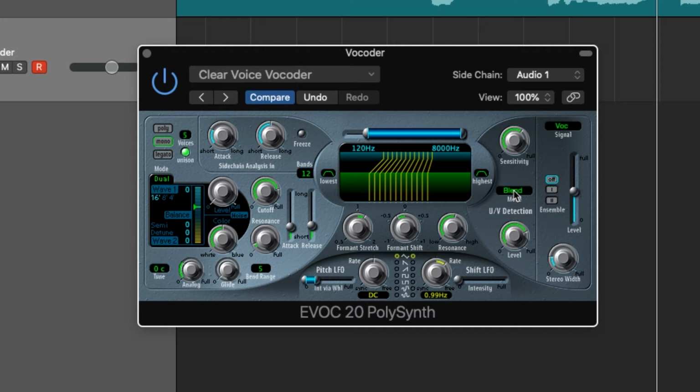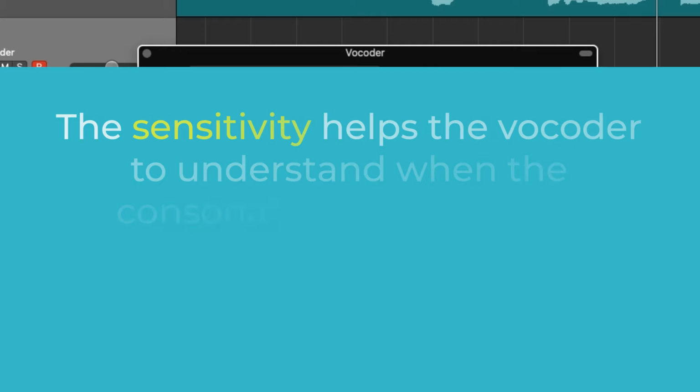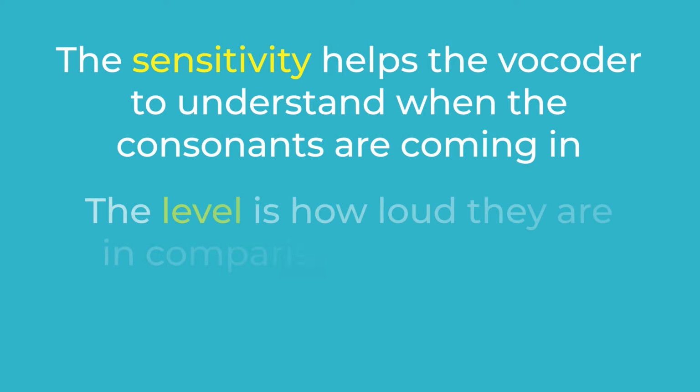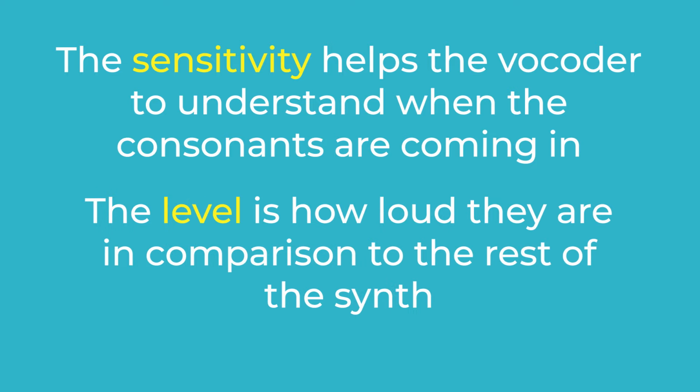So there's a few ways it can do this. You can either use noise to recreate the consonants. It can use the actual noise from the recording, or it can use a blend of both. In my experience, the blend tends to sound the best, so I'm just gonna leave it at that. And we can dial in the sensitivity and level as well. So the sensitivity helps the vocoder understand when the consonants are coming in, and the level is how loud they are in comparison to the rest of the synth.